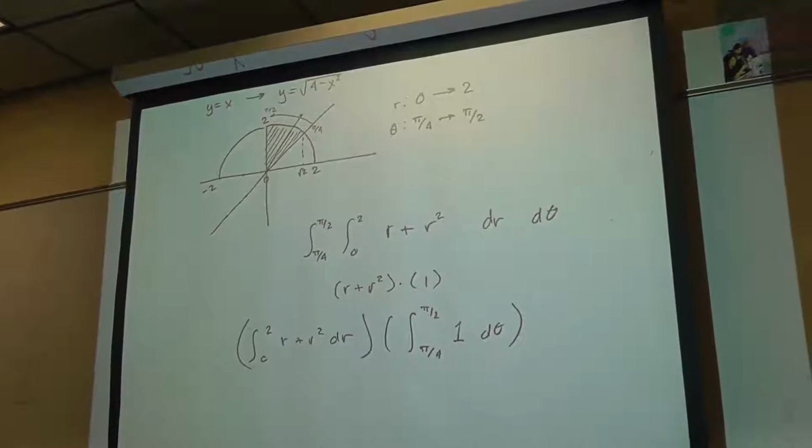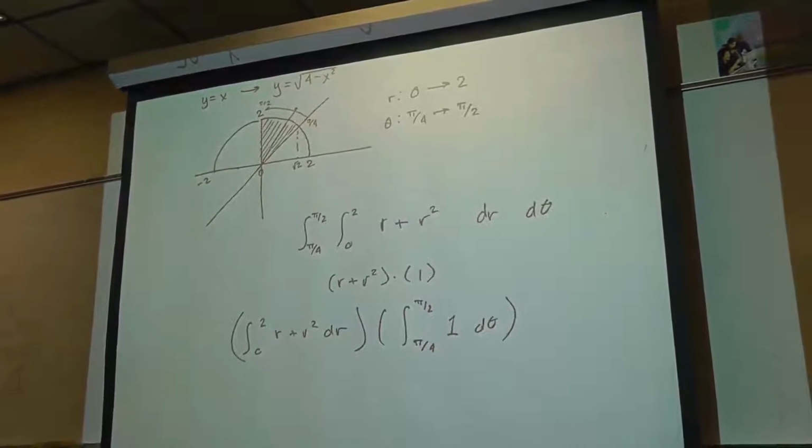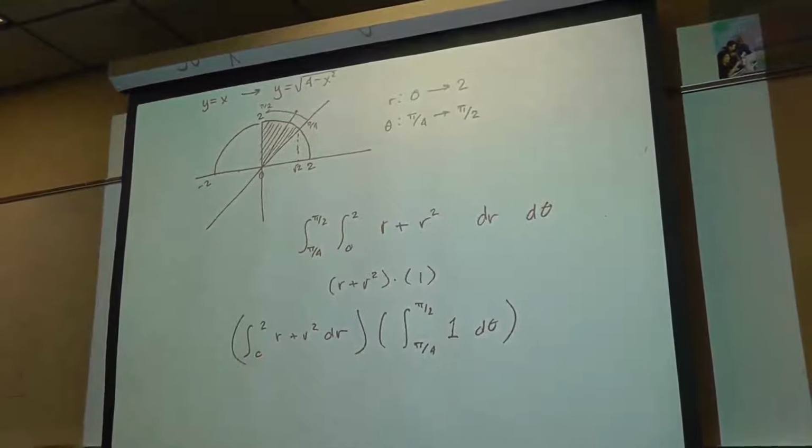Not every time you can do that with polar, but in most cases with our homework problems, when you convert it to polar, you almost always get constant limits because you're dealing with portions of circles or concentric radii.